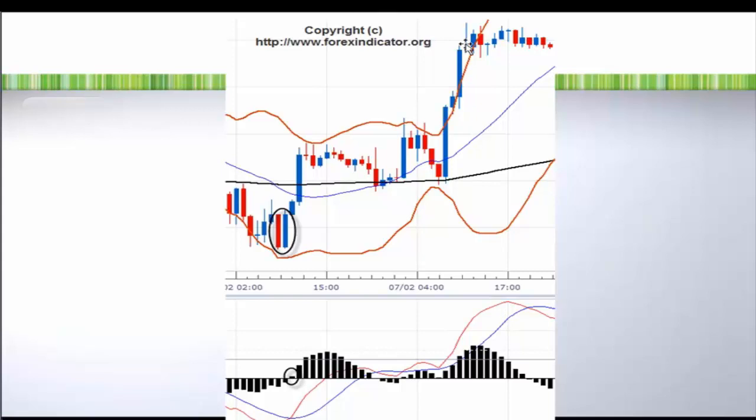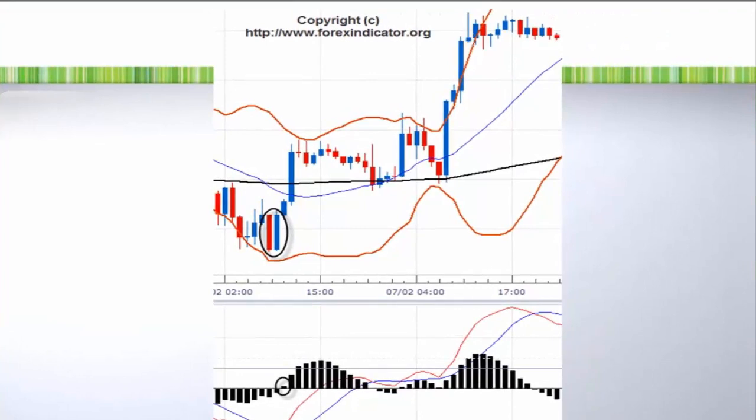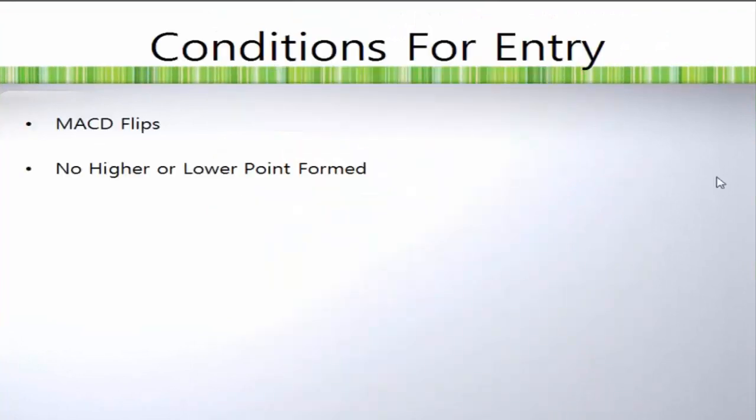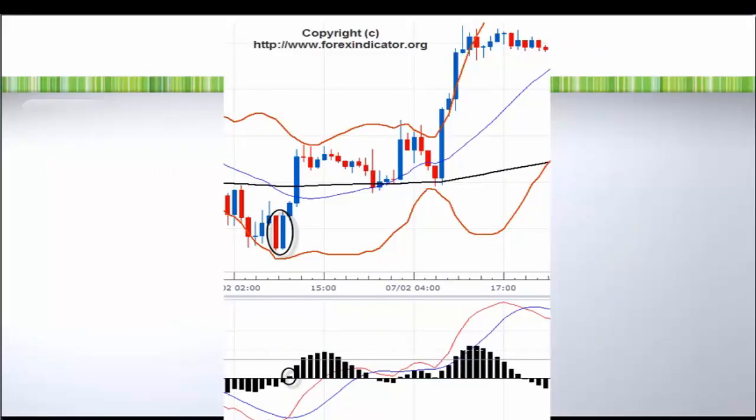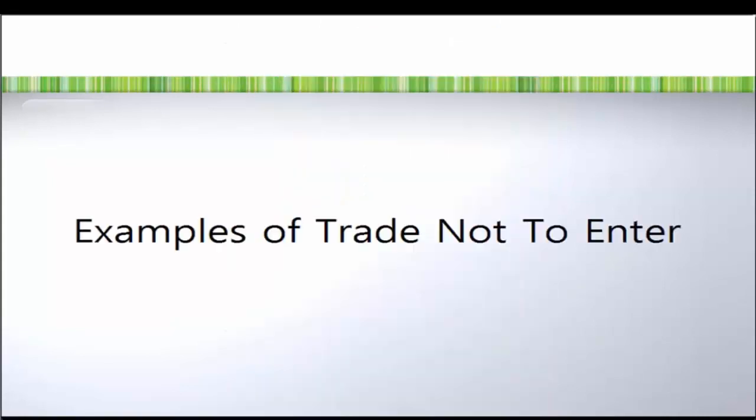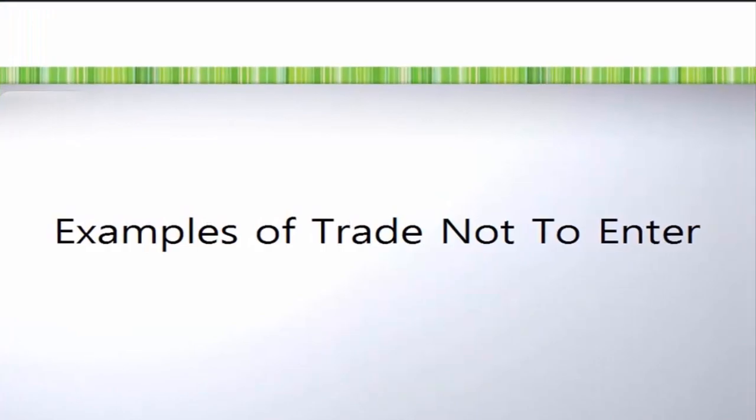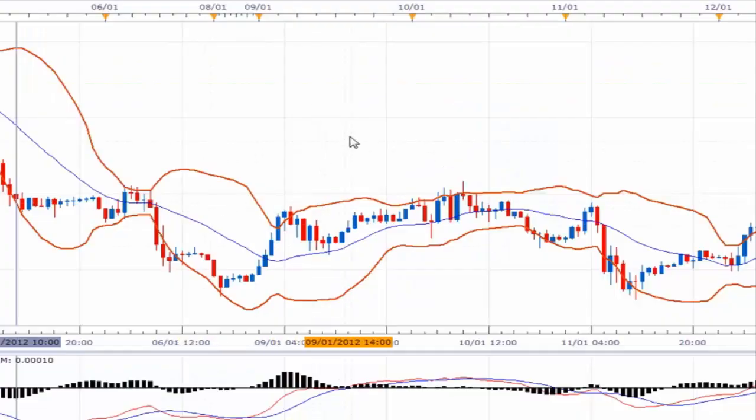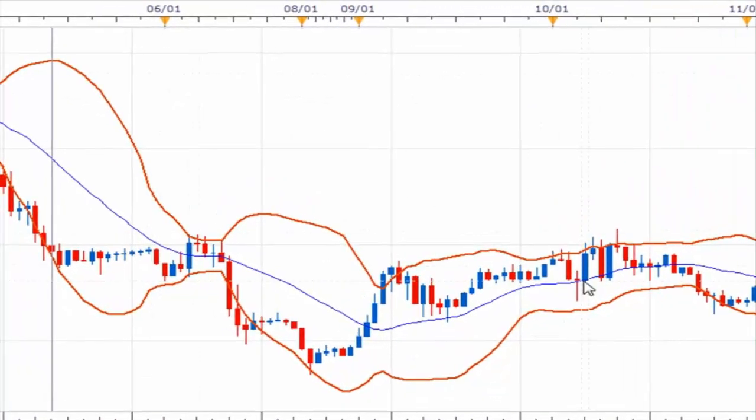So what are the examples of trades that do not work? In other words, trades that do not fulfill our conditions. I'm going to show you one example of trades that do not fulfill our conditions. So let's take a look at this example here. This example here is the euro dollar on the 5th of January 2012. So what happened here?